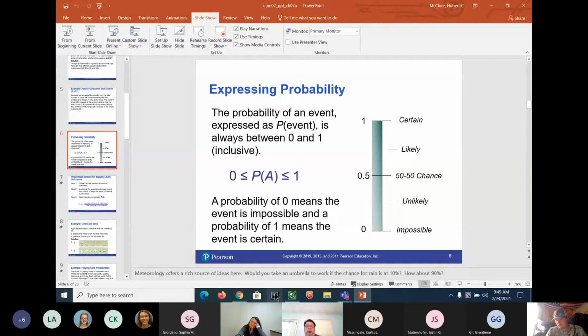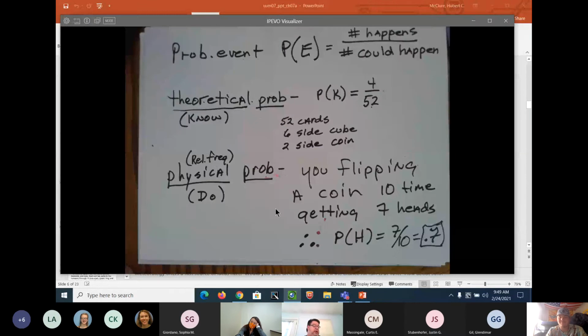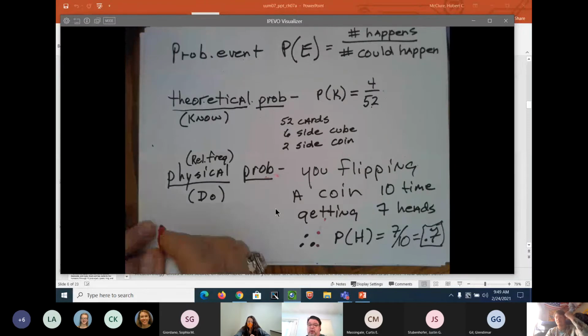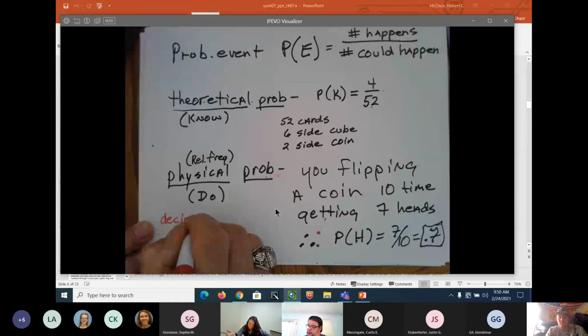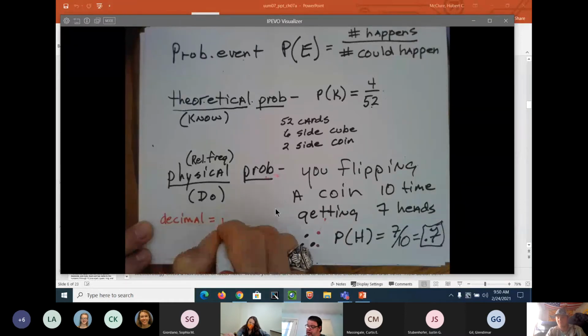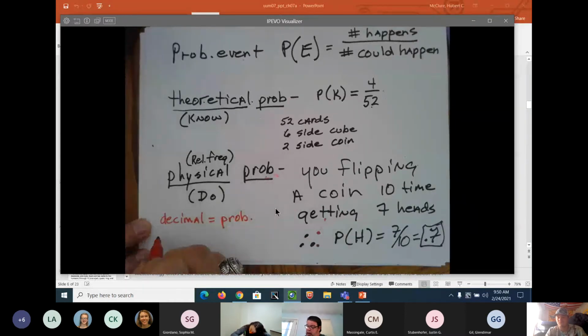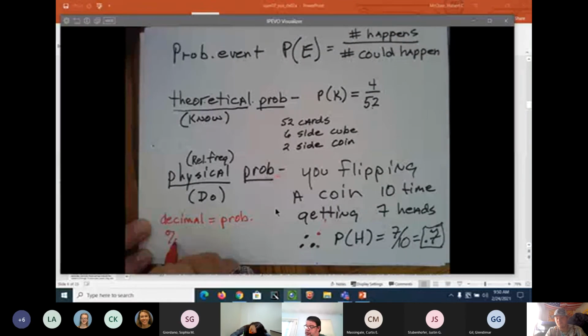I'm going to put that in red. Now, a lot of you are saying, was it that important? Yes, because there are some teachers that live, eat, and breathe probability. Have you ever met a psychology teacher or a math teacher that's all they talk about? Well, that's why. Decimal equals probability, and a percent is equal to chance.